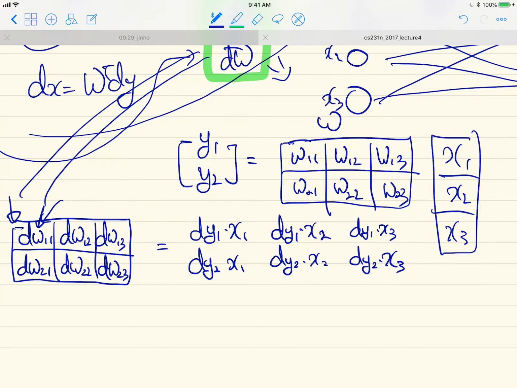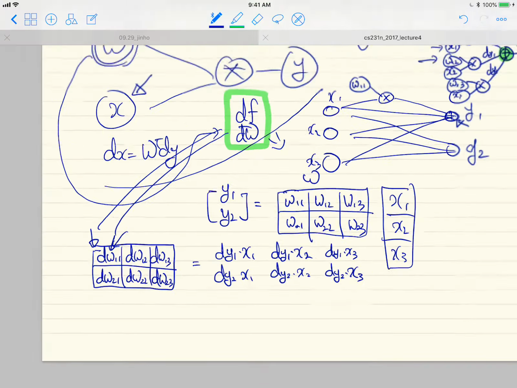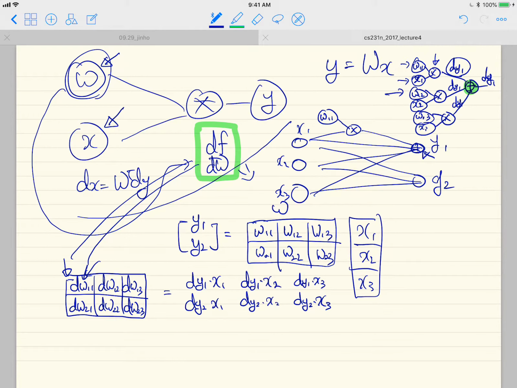So does it make sense, right? 표정들이 안 좋은데. 이해 가죠? 예? 안 가는 사람? 뭐 되게 쉬운 건데 그리고 또 되게 중요한 거라서.